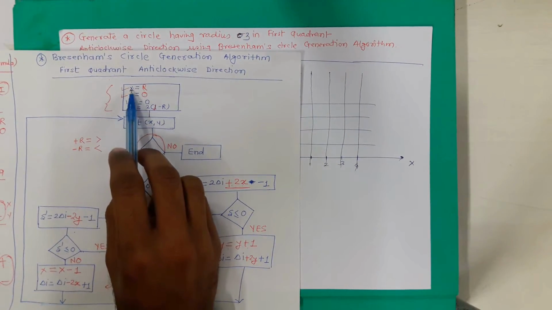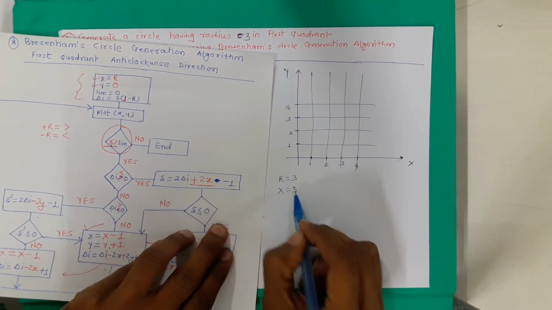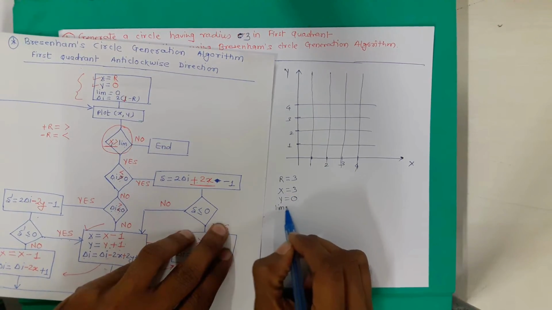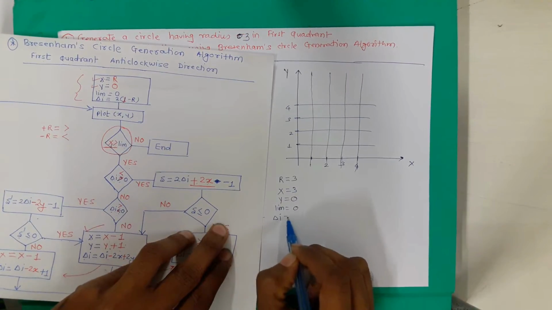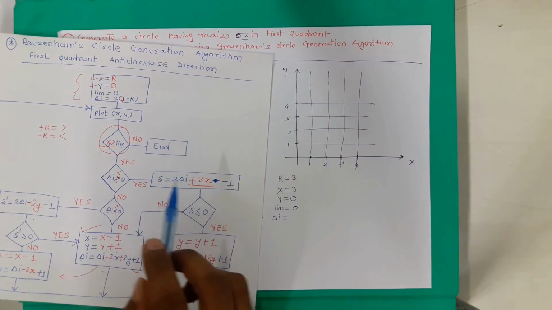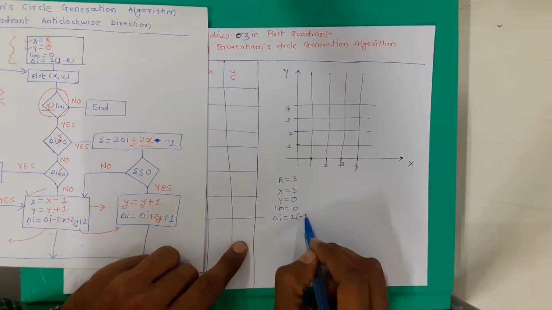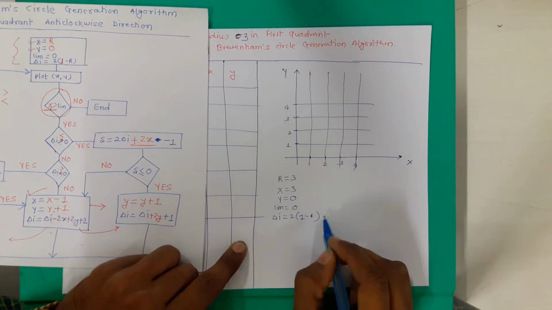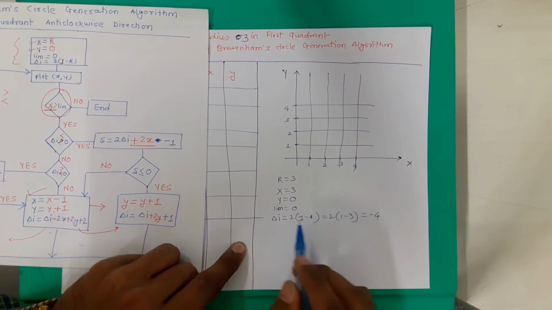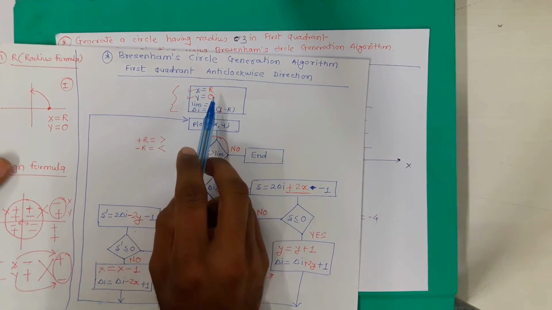First you must know the value of x. Value of x is r, and r is nothing but 3. Y will be 0, limitation will be 0, and delta I. If you calculate delta I, its value will be according to this formula, 2 times (1 minus r). So 2 times (1 minus 3), so it will be minus 4. Okay. After solving this, block stop.